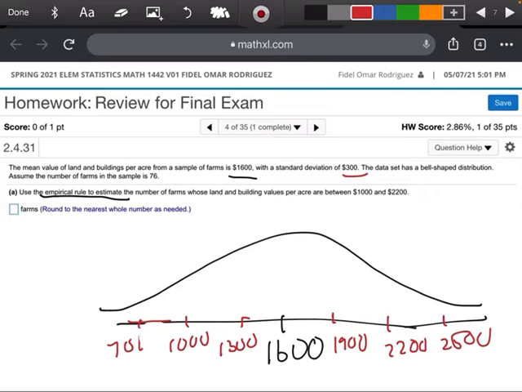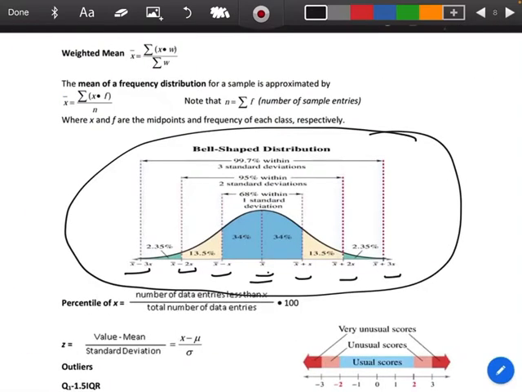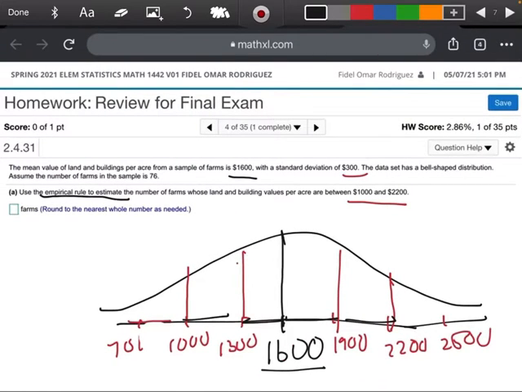Okay, so here we go. We're looking for values between 1,000 and 2,200, so between here and here. Here is my mean, and then we're going 2 deviations to the right and 2 deviations to the left. When I look at my picture, I'm going to go 34 and 34 and 13 and a half and 13 and a half. So this is 34%, this is 13.5, this is 34%, this is 13.5. These are all percentages, y'all.